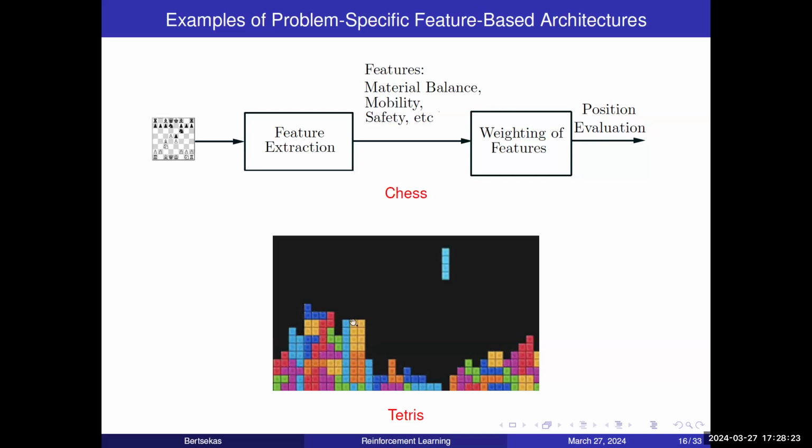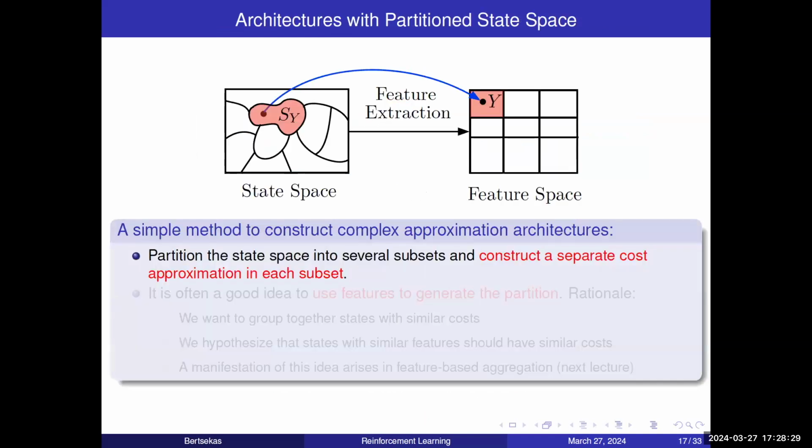So there has been tremendous development in this direction. Okay. We talked about partition of the state space, and a straightforward way to partition the state space, as illustrated in the previous example, is just cut the state space into pieces, in that scalar example with different intervals and so on. But another simple method to construct a relatively complex approximation architecture is to partition the state space into several subsets and construct separate cost function approximation in each subset.